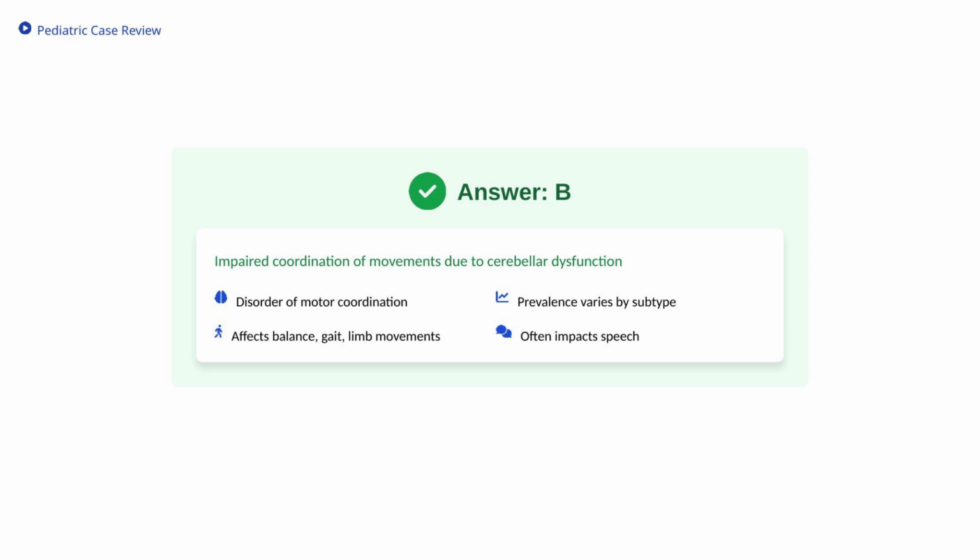Cerebellar ataxia refers to impaired coordination of movements due to cerebellar dysfunction. It is fundamentally a disorder of motor coordination. The prevalence varies widely depending on the specific subtype. Cerebellar ataxia affects balance, gait, limb movements, and often speech. This is distinct from increased tone, writhing movements, or pure weakness.